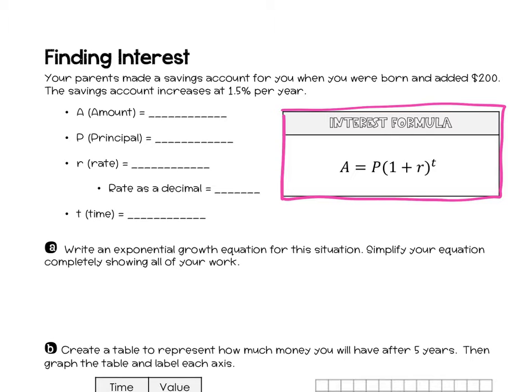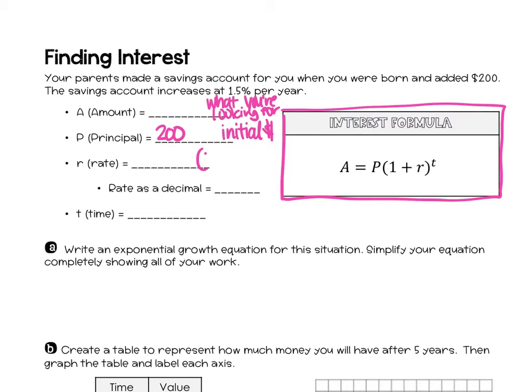So the situation we're looking at, your parents made a savings account for you when you were born and added $200. So principal is the initial value, or initial money. So in this case, it's 200, okay? The amount is what you're finding typically. So I'm just going to write what you're looking for. They rarely give you that. It's usually what you're trying to find.